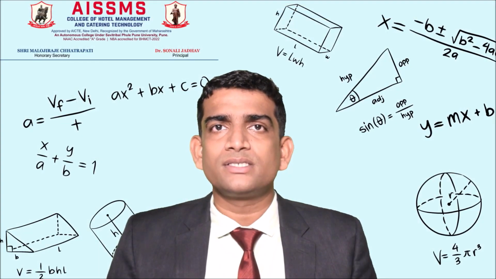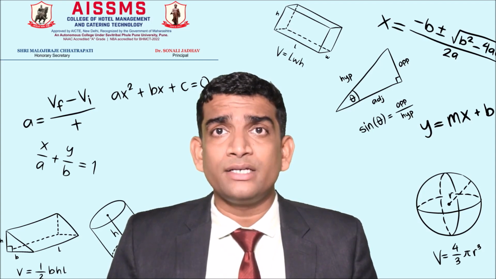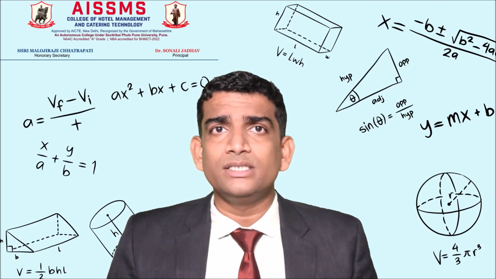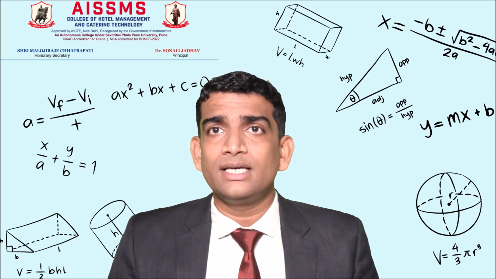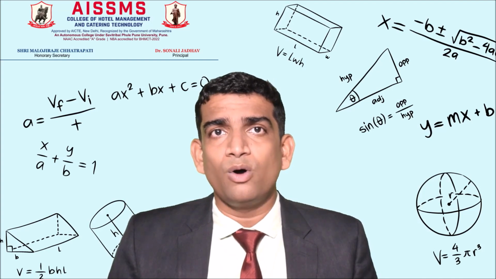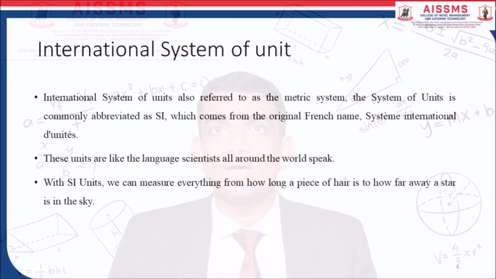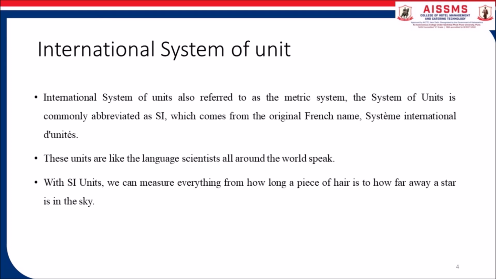All these above systems of units were the baseline units that in some means contributed towards developing a universal system of unit, that is the International System of Units, also referred to as the metric system. The system of units is commonly abbreviated as SI, which comes from the original French name, that is Système International d'Unités. So, to begin with, let me introduce you to the International System of Units.